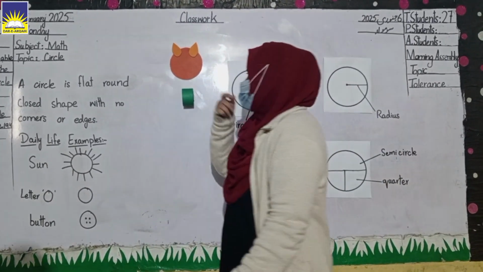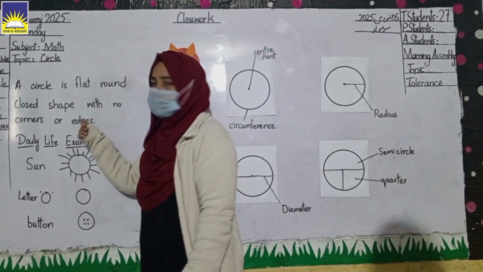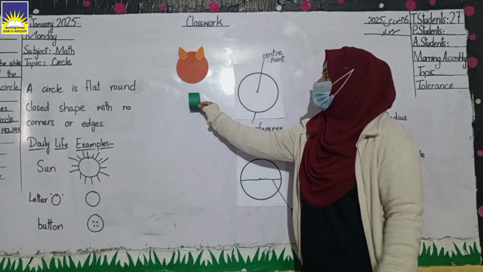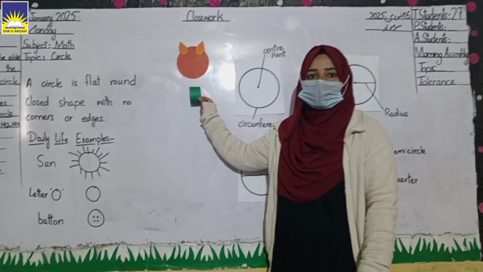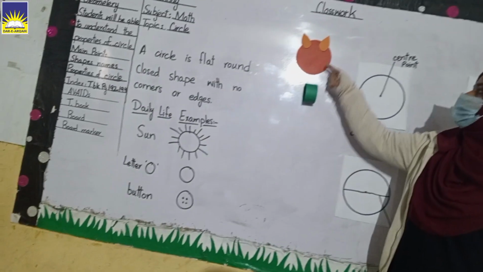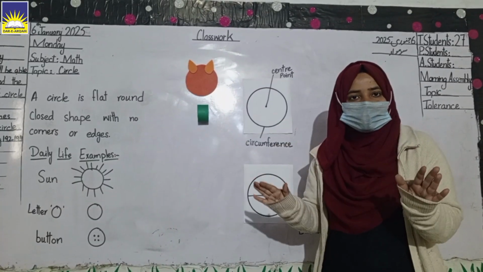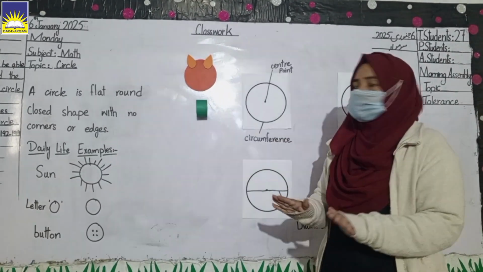Okay. A circle is a flat round shape with no corners or edges. So you can see the 3D shape of a circle and the 2D shape of a circle. A circle has no corners and no edges.